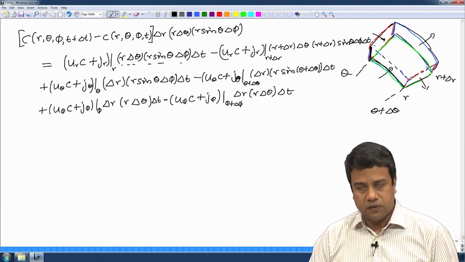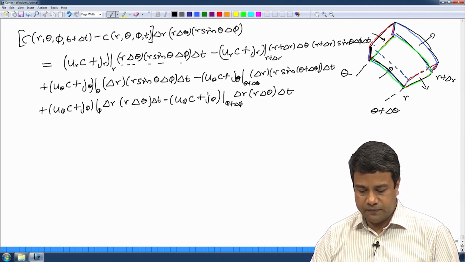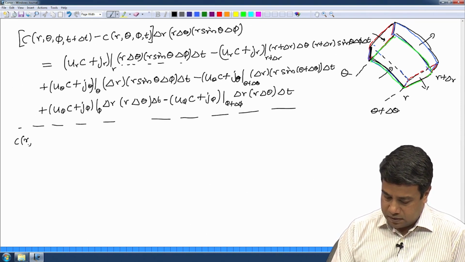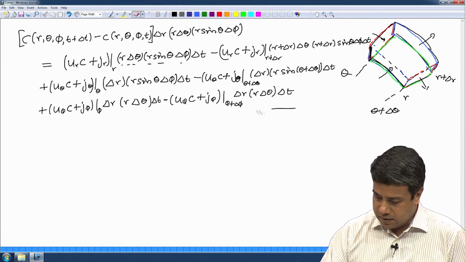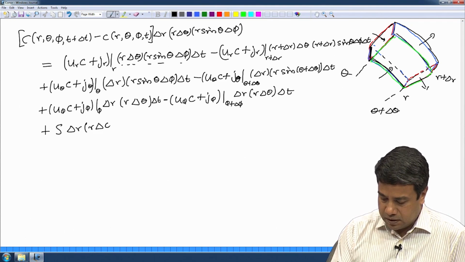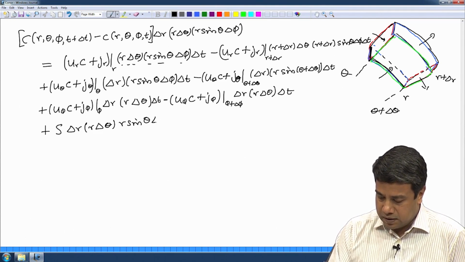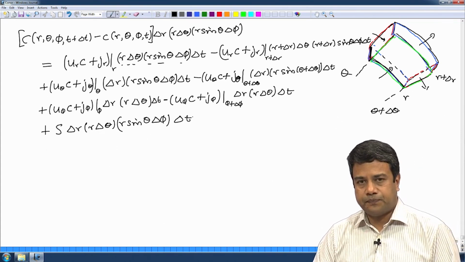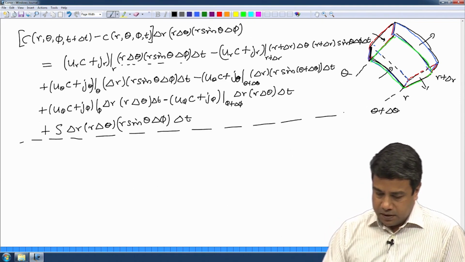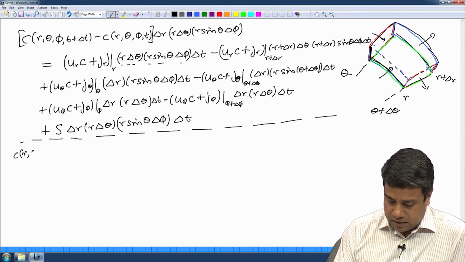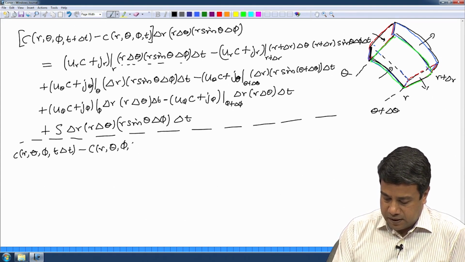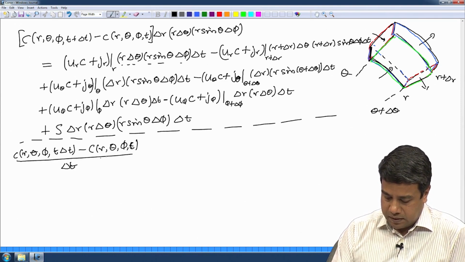And now I have to divide throughout by volume and by time. I should add the accumulation term here. The accumulation term is just of the form total source times the volume, delta r delta theta, r sin theta delta phi times delta t. Now I have to divide throughout by volume and by time. On the left side, the term will just be equal to C at r theta phi t plus delta t minus C at r theta phi t, by delta t.